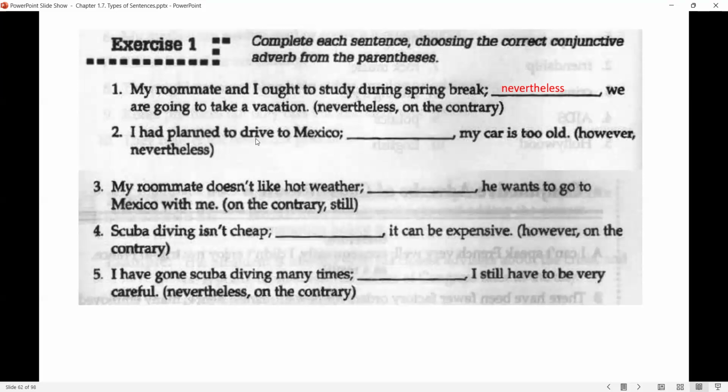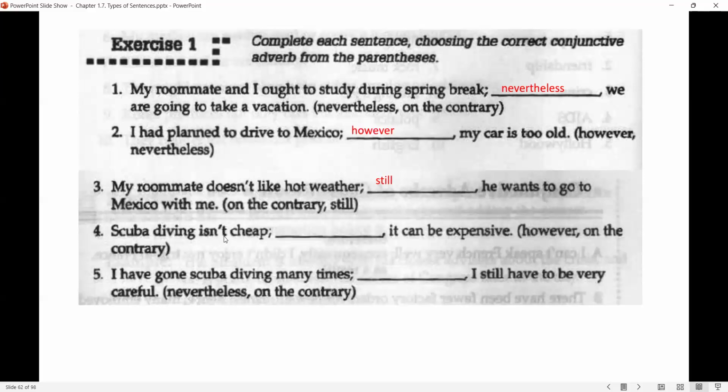Number two, I had planned to drive to Mexico. However, my car is too old. You can also say nevertheless, but I chose however for this one. Number three, my roommate doesn't like hot weather. Still, he wants to go to Mexico with me. So here you have contrast, but it doesn't deny, it doesn't say the opposite is true. So you cannot use on the contrary.